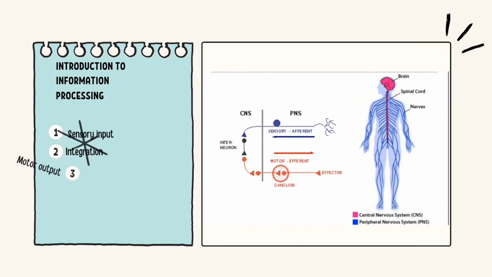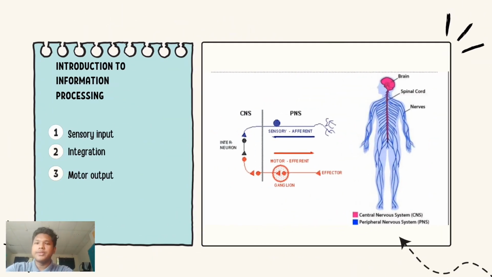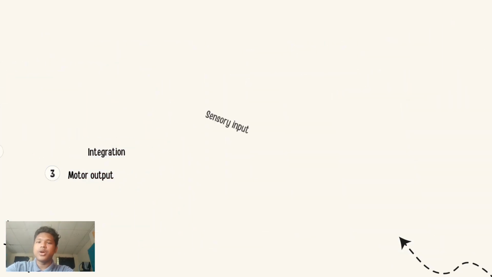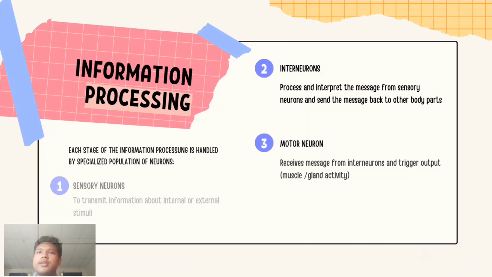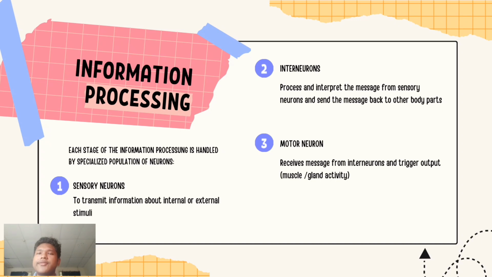Okay, now we are going to the introduction to information processing. There are three stages in information processing. The first is sensory input. The second is integration, and the last is motor output. Okay, now we are going to the information processing and its function. Each stage of information processing is handled by a specialized population of neurons.